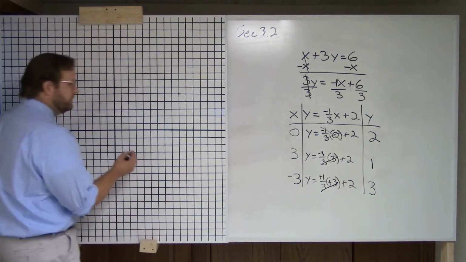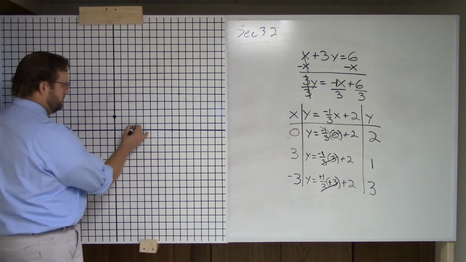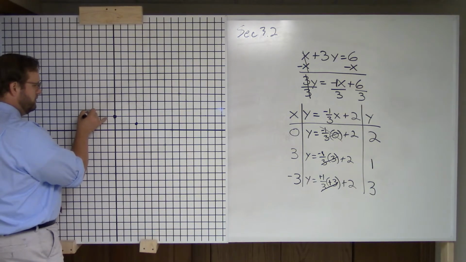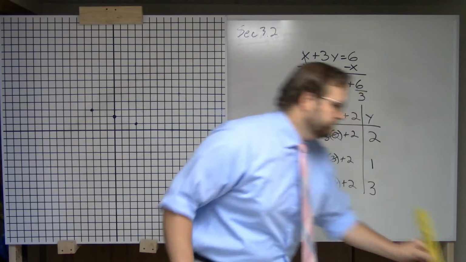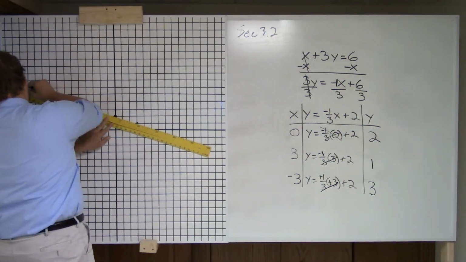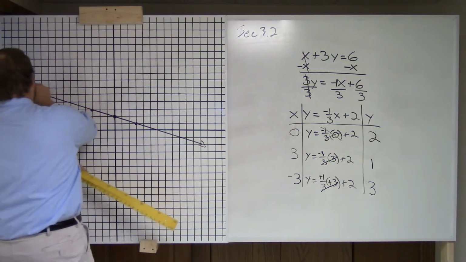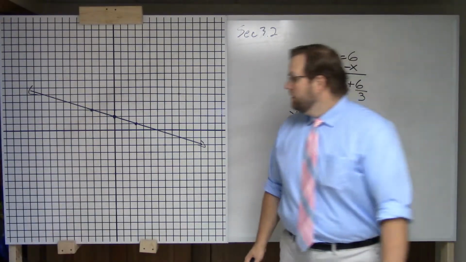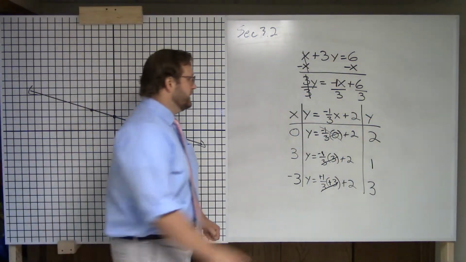So what I plot: 0, 2, 3, 1, and then -3, 3. I get a nice straight line out of those points. Put my arrows on there, and I'm good to go. Okay, let's look at another one like this.